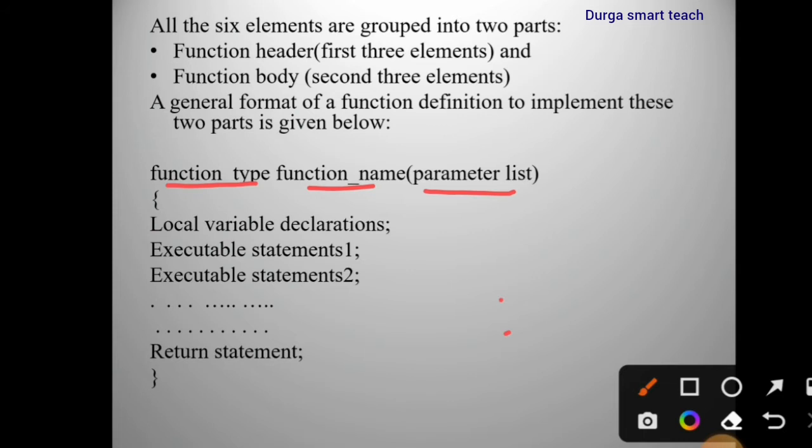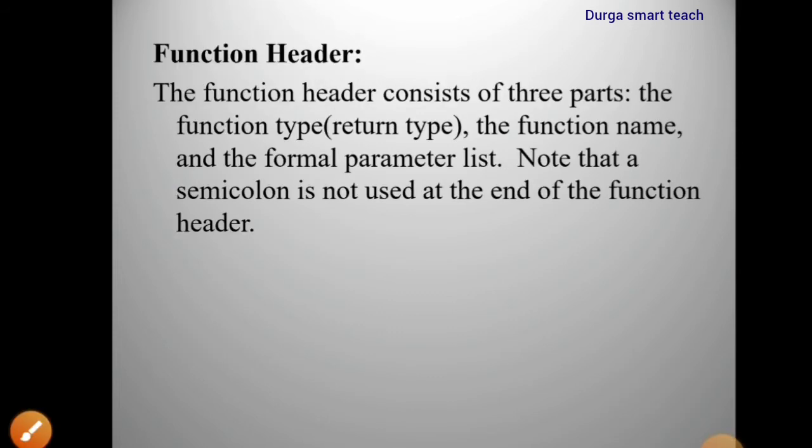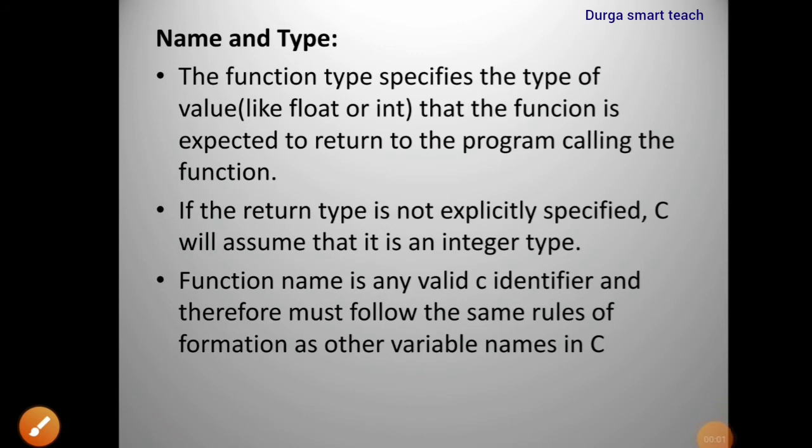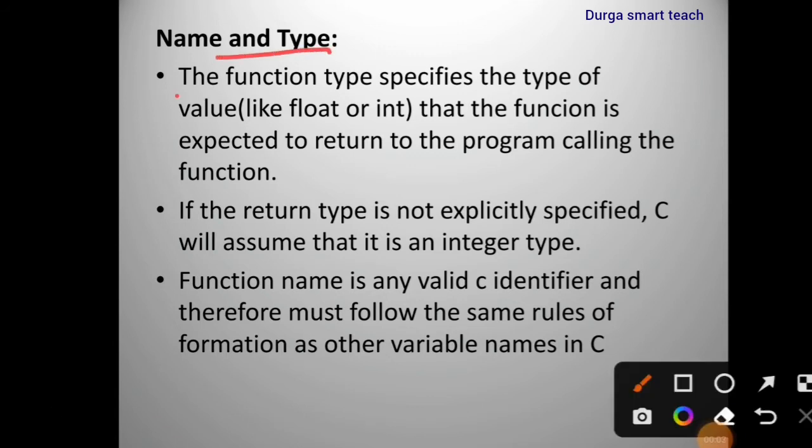Function declaration also consists of 3 parts: return type, function name and parameters. The difference is that function declaration contains a semicolon and function definition will not. Now the name and type. The function type is used to specify the type of value, whether it is float or int, that the function is expected to return to the calling program.